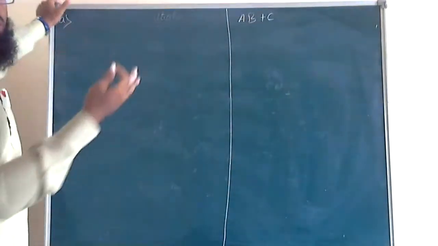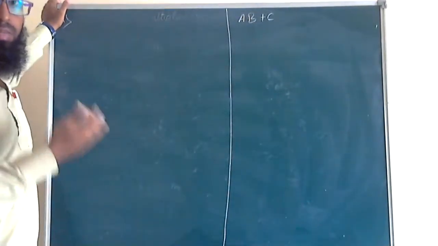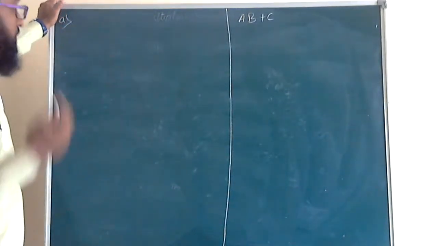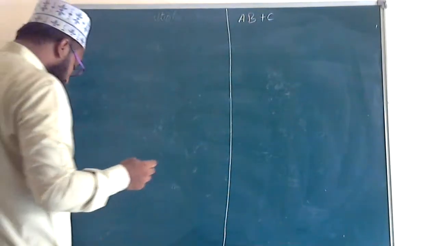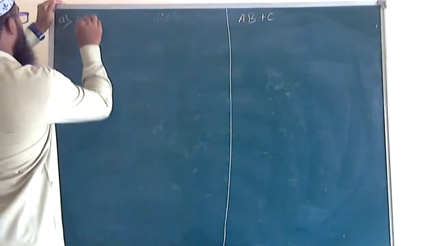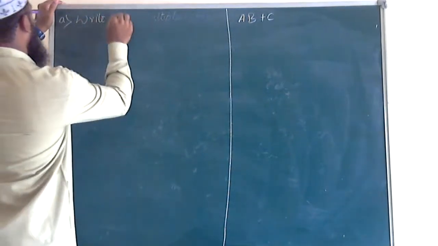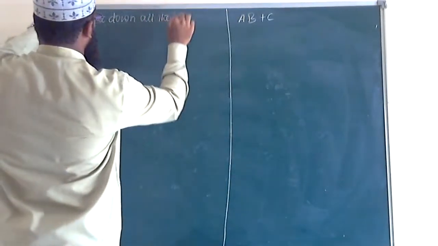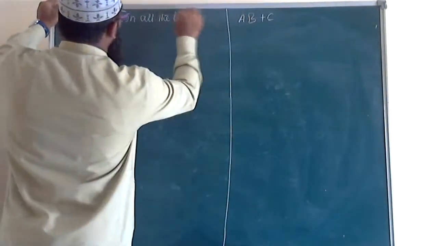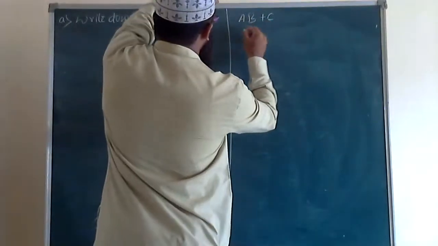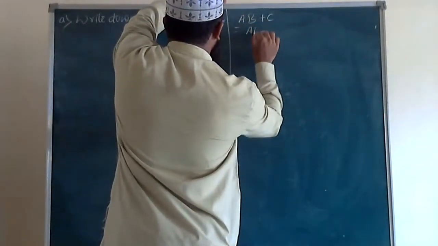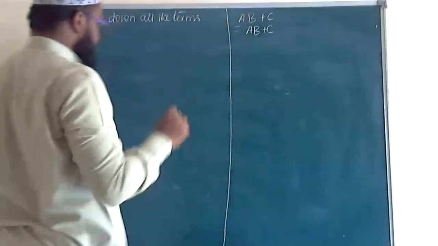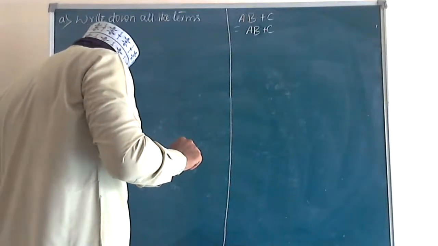This is the second method of expansion of min term expression. The first method I have shown. First thing is to write down all the terms, which is equal to AB plus C.